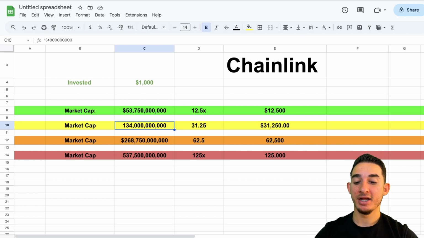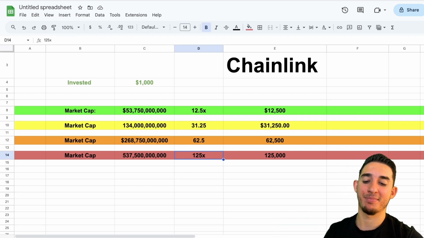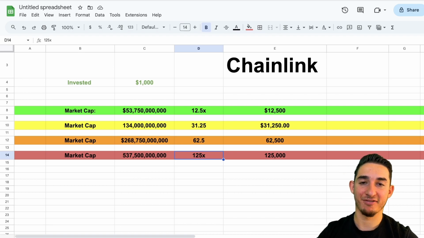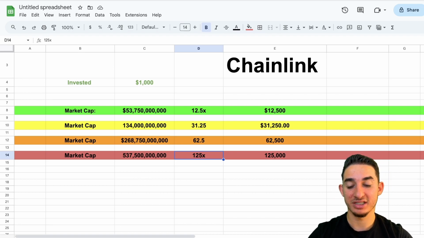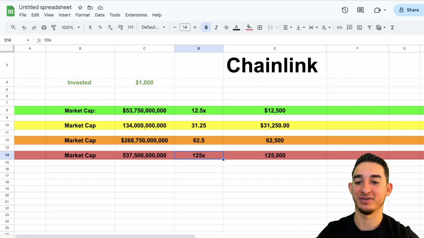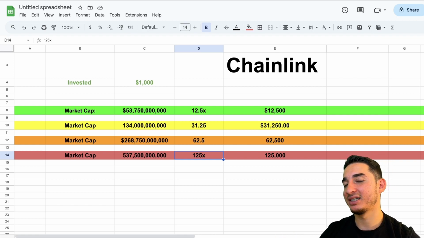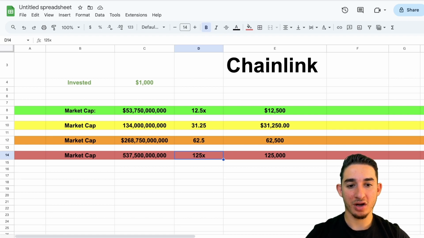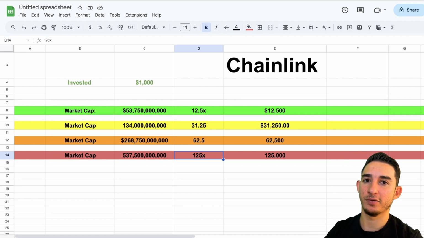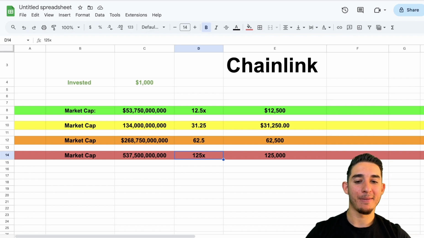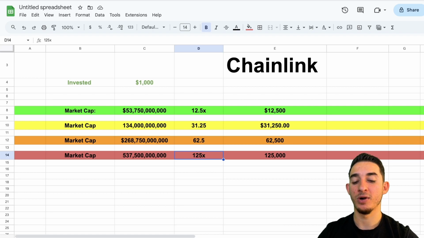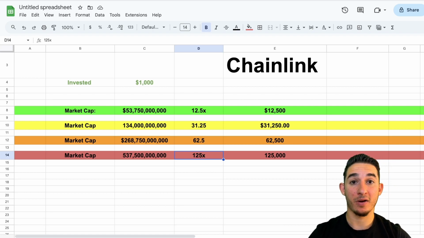That is a lot. And of course, something that probably won't happen is the last stage, sitting at a $500 billion market cap, $537 billion. 125x, $125,000 if you were to invest $1,000. Now, obviously, these numbers, guys, could not happen in 2024, 2025. That would be absolutely abnormal, but I'm not saying it's impossible to see it in 10 to 15 years from now. So keep in mind that 10 to 15 years from now, I think we could see Chainlink at these levels.